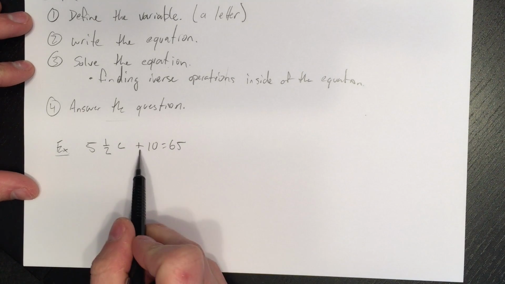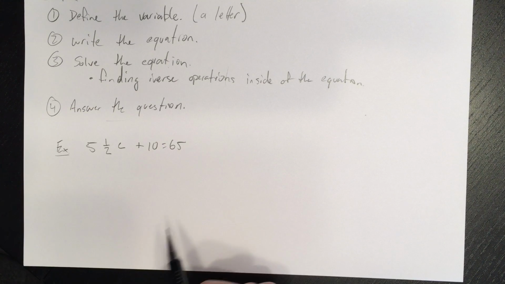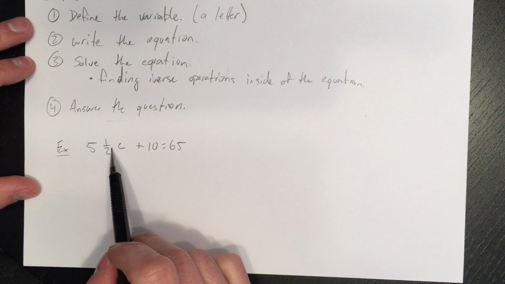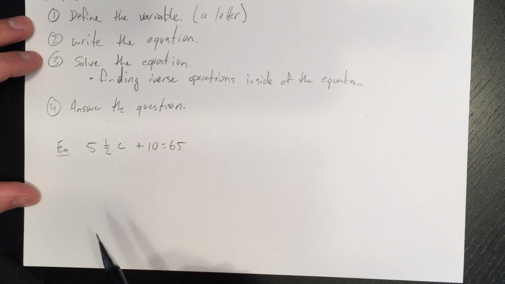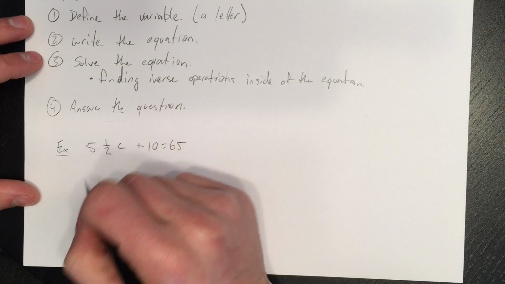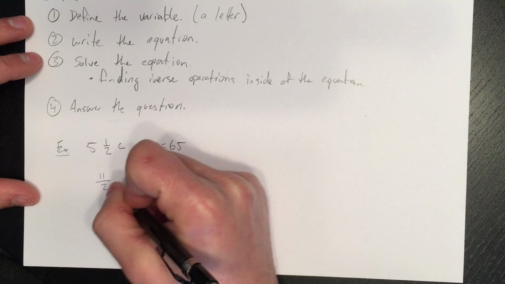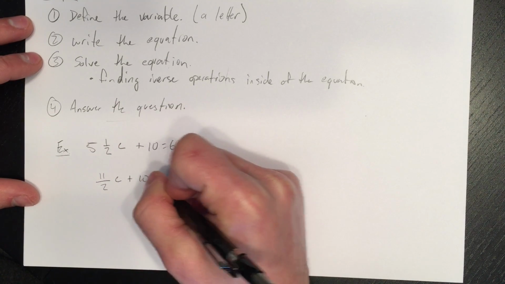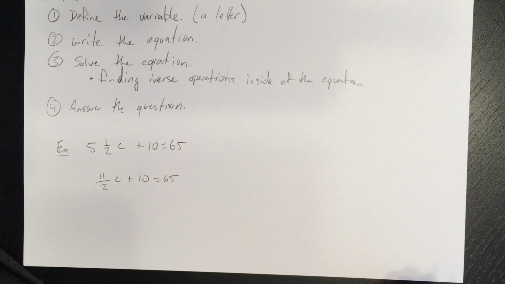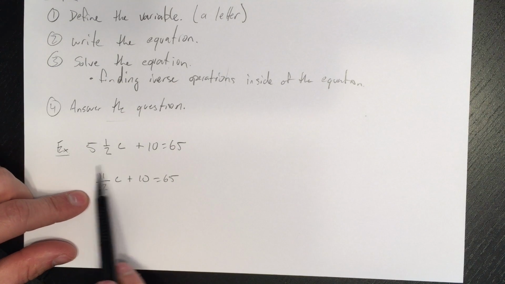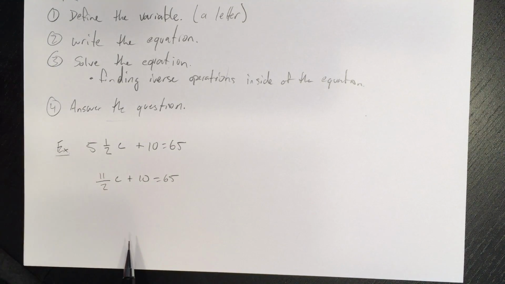5 1/2 c plus 10 equals 65. Okay, first things first is we see that there is a fraction here, a mixed fraction or a mixed number. Okay, so let's make that an improper fraction. So 5 and 1/2 is 11 halves c plus 10 equals 65. All right, so now we have something to work with. We have 2 terms on this side of the equal sign, 1 term on this side of the equal sign. So we could do this a couple different ways.